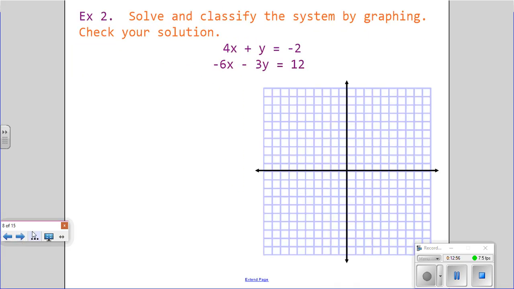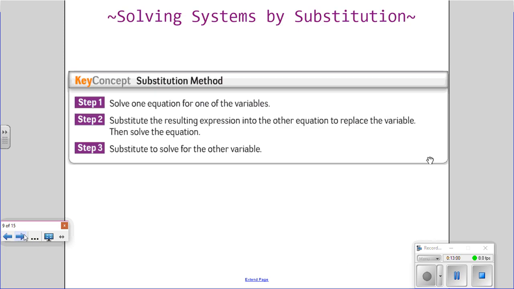So please try example 2 on your own. Now we're going to learn about solving systems by substitution. The first step would be solve one equation for one of the variables. Second step, substitute the resulting expression into the other equation to replace the variable and solve the equation. Step 3, substitute to solve for the other variable. Sounds like a lot. It can be. So let's practice.